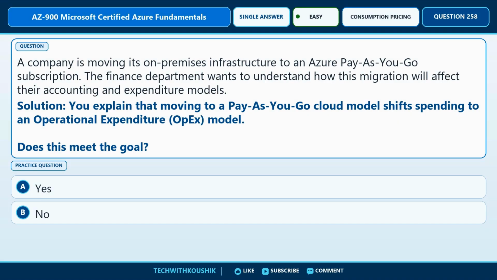Now for question number 258. This one focuses on consumption pricing. Here's what is happening. A company is moving its on-premises infrastructure to an Azure pay-as-you-go subscription. The finance department wants to understand how this migration will affect their accounting and expenditure models. Solution: you explain that moving to a pay-as-you-go cloud model shifts spending to an operational expenditure (OPEX) model. Does this meet the goal? Here are the options. Option A, yes. Option B, no.